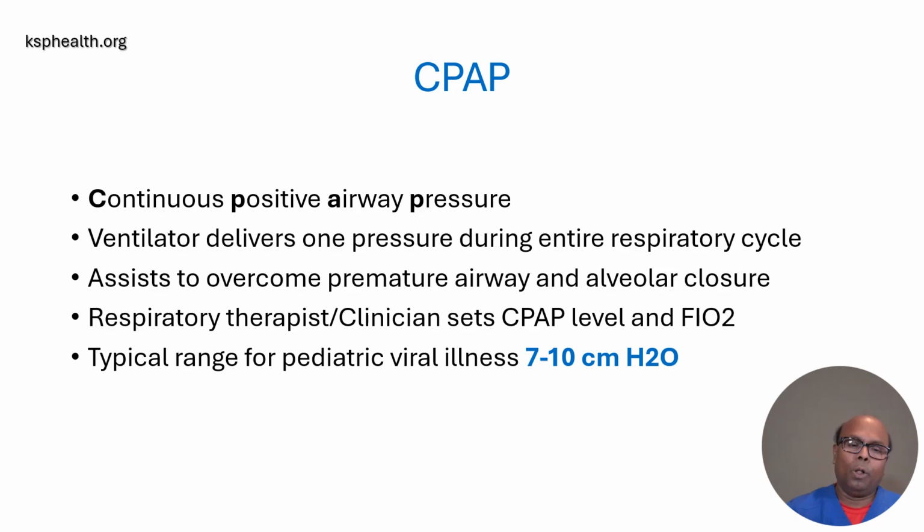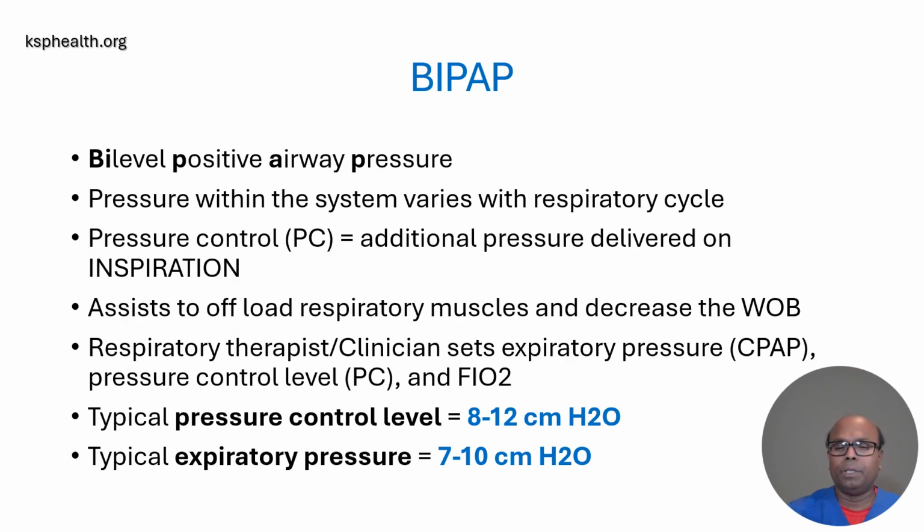CPAP, as you all know, is continuous positive airway pressure. The ventilator delivers one pressure during the entire respiratory cycle. It assists to overcome premature airway and alveolar closure. The respiratory therapist or clinician sets the CPAP level and FiO2 in CPAP mode. The typical range for pediatric viral illness is 7 to 10 centimeters of water.